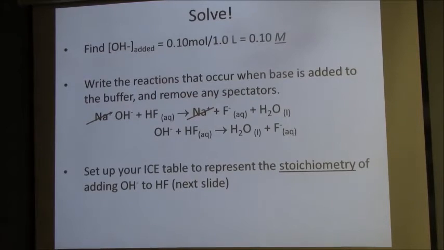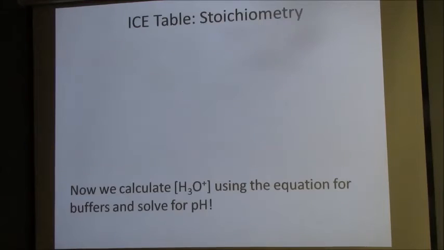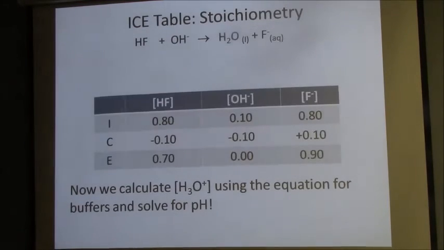And now we're going to set up a stoichiometry table to figure out what happens when I add OH minus. So there's my stoichiometry table. All right, HF plus OH minus makes water and fluoride. So this was originally in there. This was originally in there. And this is what I added, right?